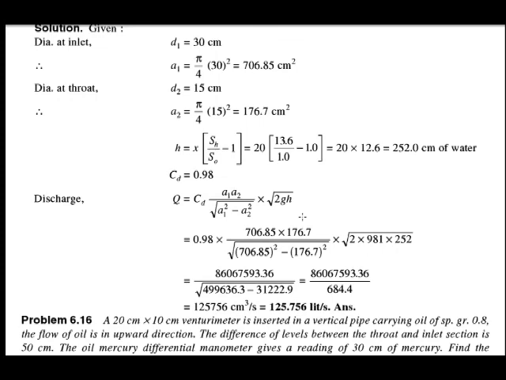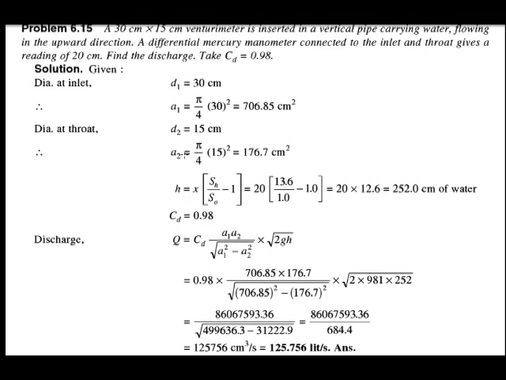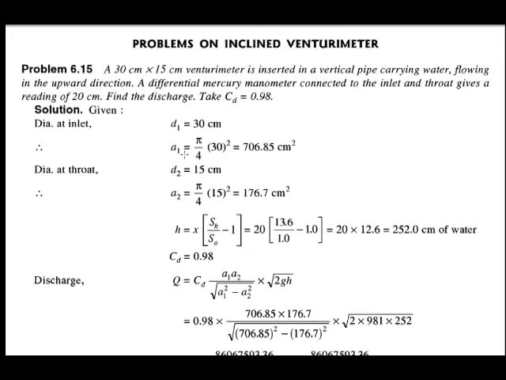Then we have to calculate the discharge. For that, first we will calculate the value of H. Here the pipe is carrying the water and the manometer containing the mercury. After understanding the problem we concluded that the water is flowing through the vertical pipe and the manometer contains the mercury.